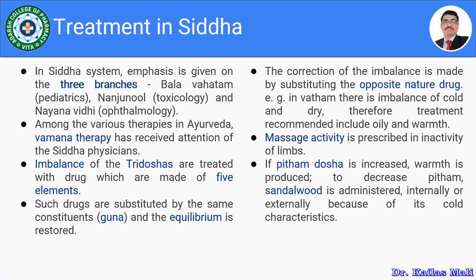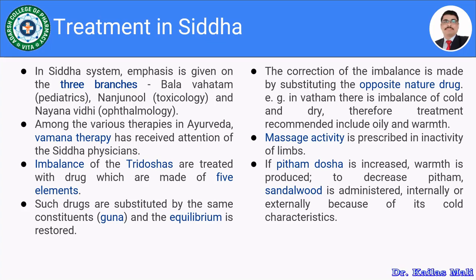If there is any imbalance in the three doshas, Vata, Pitta, Kapha, it may lead to disease and is treated with drugs made up of the 5 elements, which we discussed under the principles of the Siddha system. Such drugs are substituted by the same constituent, that is Guna, and the equilibrium is restored, so the disease is cured. The correction of imbalance is made by substituting a drug of opposite nature. For example, in Vatam, there is an imbalance of cold and dry.